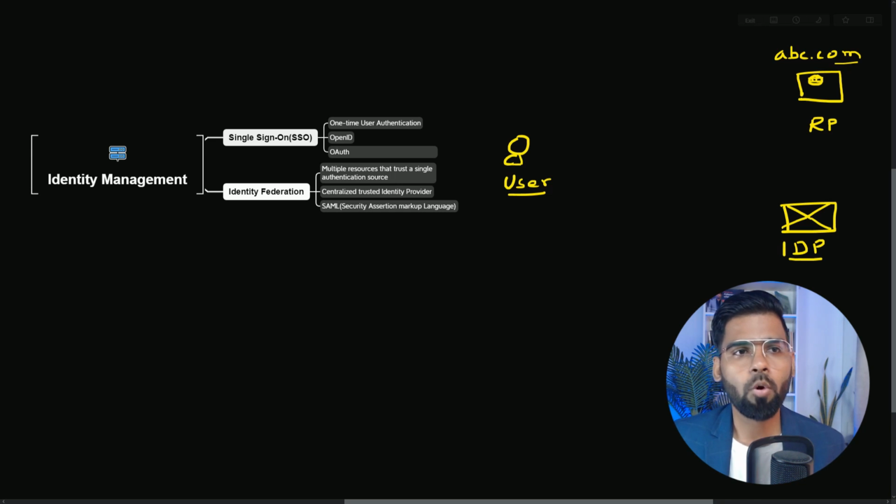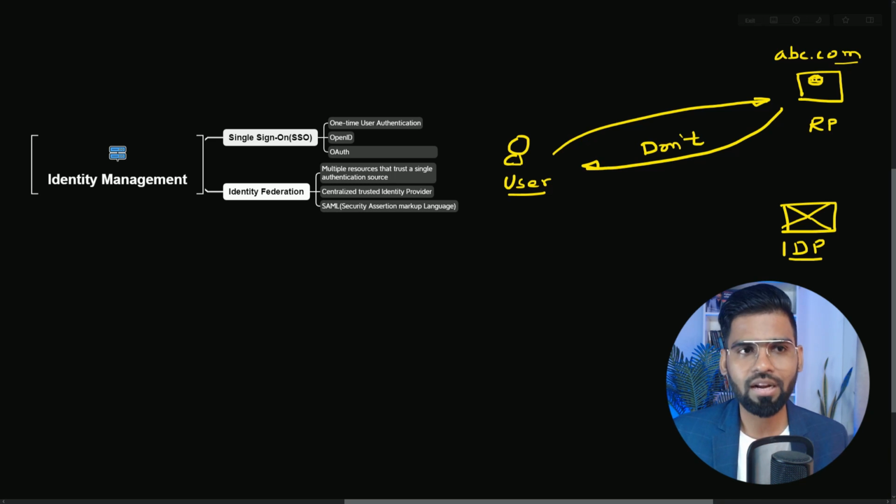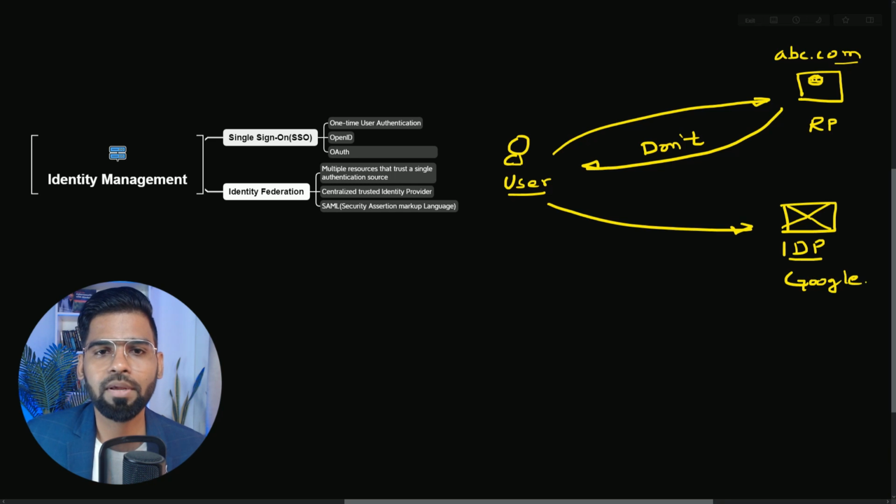Now what happens is the moment the user visits the site and says, I need to get access to your abc.com, I want to authenticate myself, right? In that case, abc.com says, okay, I don't do the authentication. But in order for you to get authenticated, you need to talk to the identity provider. It can be anyone. It could be Google, Facebook, a LinkedIn account, or even your own Active Directory, right?